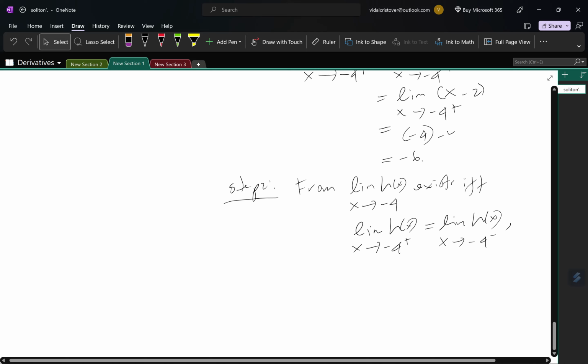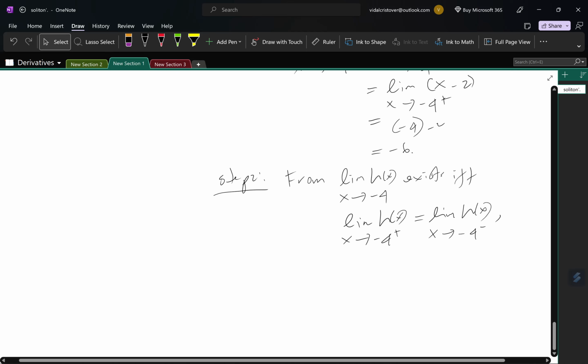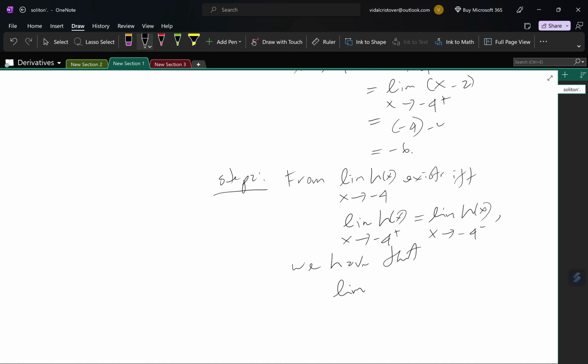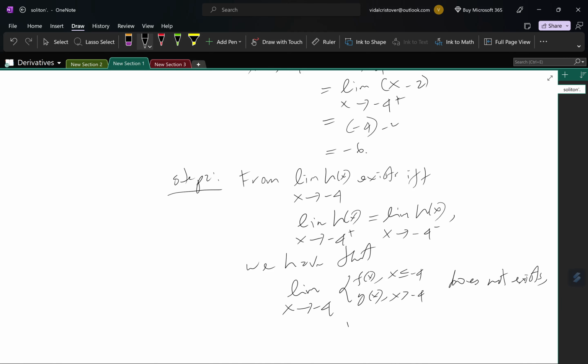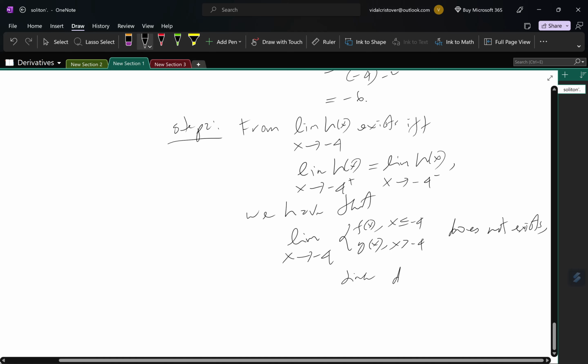Gikan ani nga establish na nga result, we have that the limit sa atuang function as x approaches negative 4 of f of x if x is less than or equal to negative 4, and g of x if x is greater than negative 4 does not exist, since the one-sided limits do not coincide.